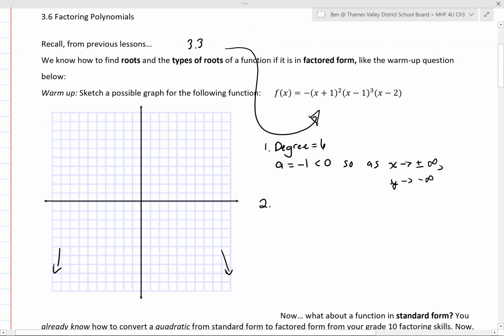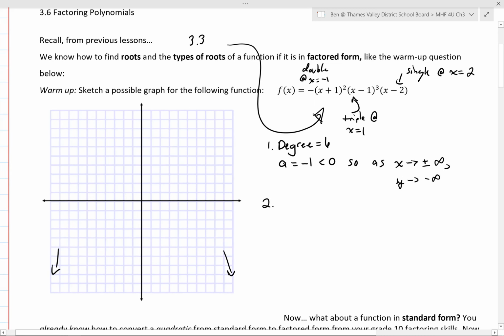Now, once I have my end behaviors, I can look even further. I can take a look at the roots of my function here. I see a double root, again, because of the exponent I'm working with here. This is a double root, and it's at x equals -1. I have a triple root here at x equals +1, and a single root, again from the exponent on my brackets, a single root at x equals 2.